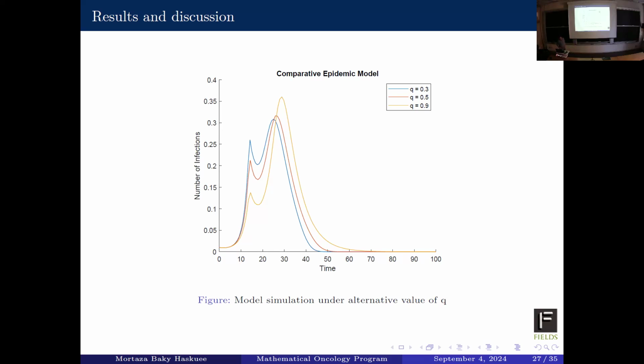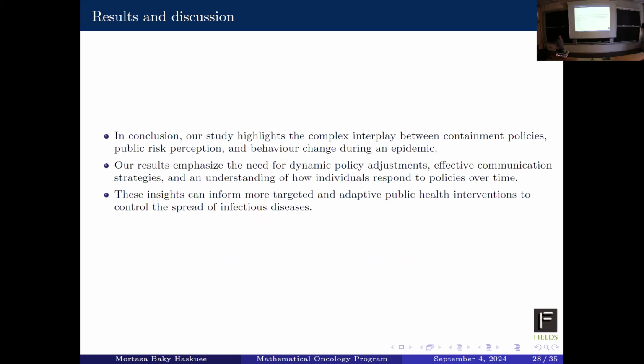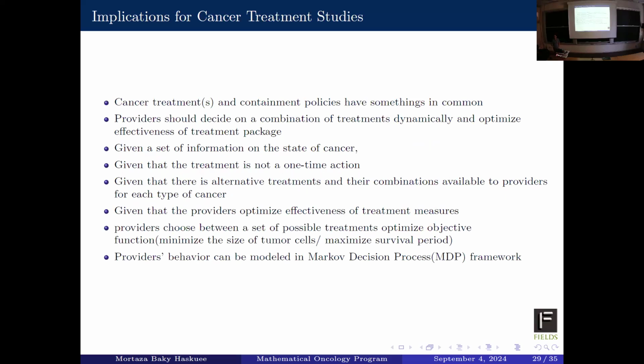Okay, thank you. So in conclusion, our study highlights the complex interplay between the policy and the response to policies. It means that the government should incorporate the response of the people into the policy, be aware of how the people respond, and consider that when they set and conduct the policy. Okay, but the most important part of this talk could be here, and we can discuss this part.